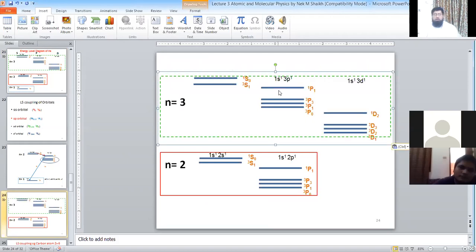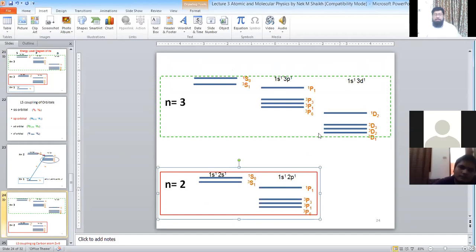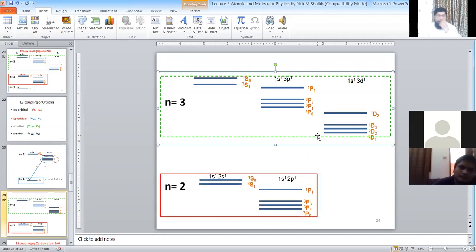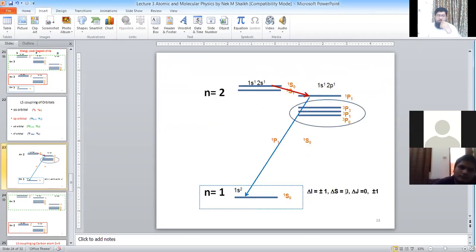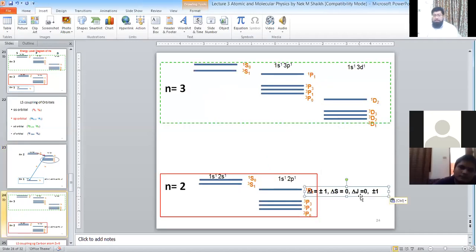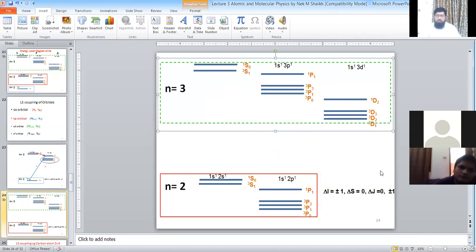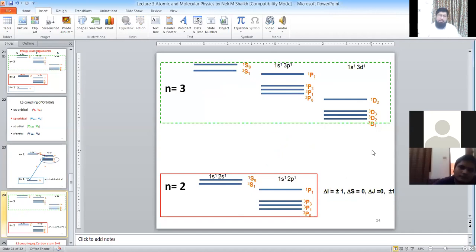Now here we have two levels. First is n equal to 3 and the other is n equal to 2. Here the electron can come back from n equal to 3 to n equal to 2 by following the selection rules. So now how is the electron coming from n equal to 3 to n equal to 2 by following these selection rules? Now look here, let me remove the grouping. Okay, here this electron is in s, this in p, this in d. Here in n equal to 2 we have two electrons.